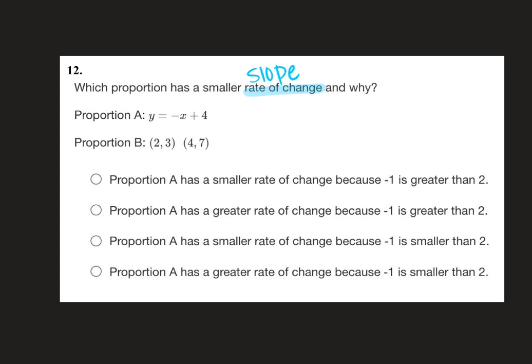All right, so for proportion A, I know that m is slope, so whatever number is in the m's place will be my slope for proportion A. Proportion B, I have to label my points and do y2 minus y1 over x2 minus x1. After you find the slope of proportion B and you circle the slope on proportion A, you need to compare which one would be smaller.